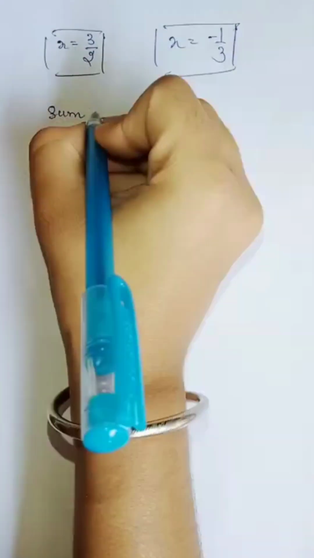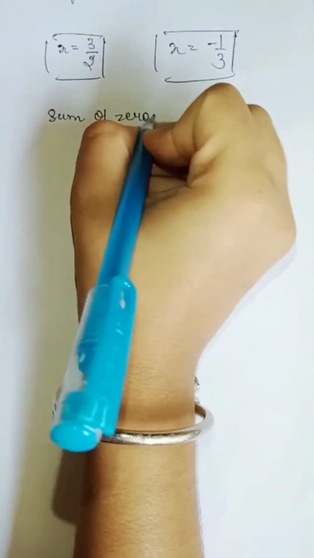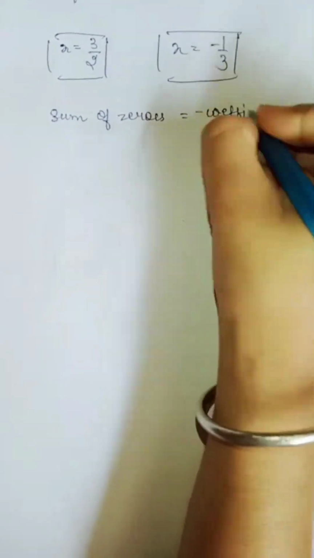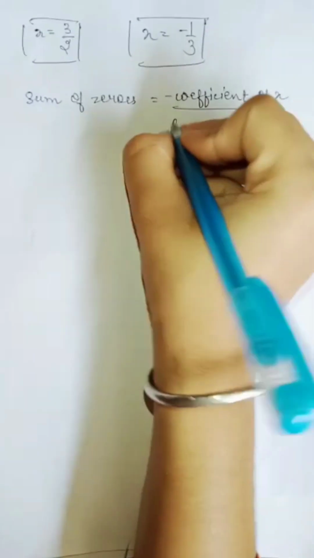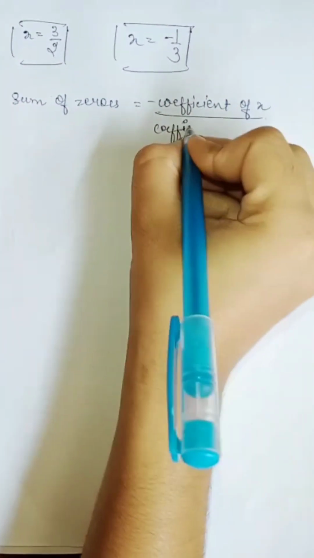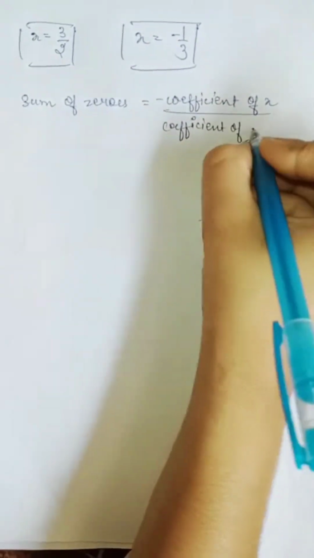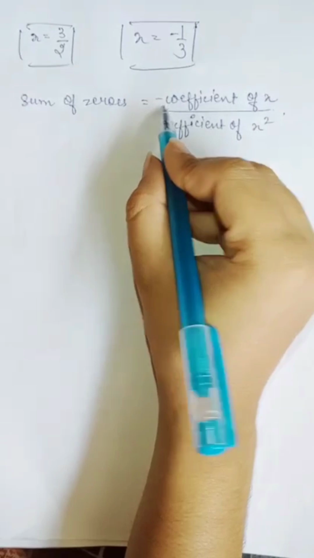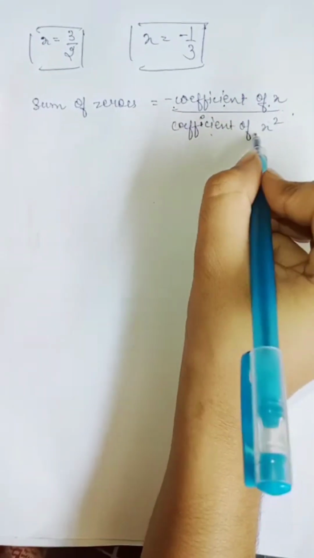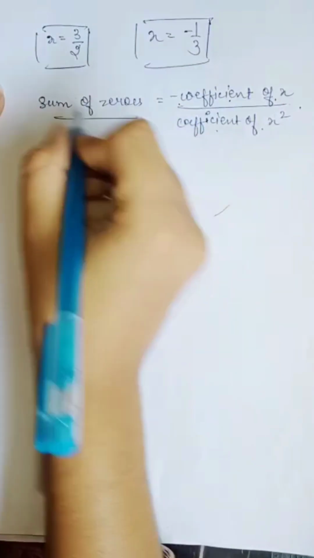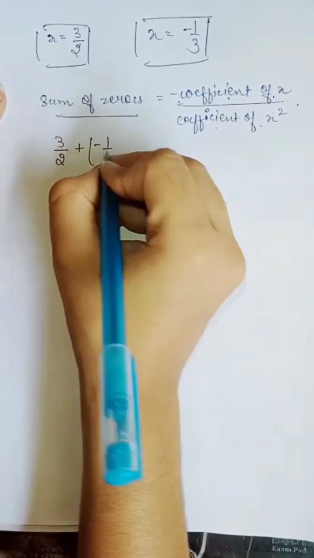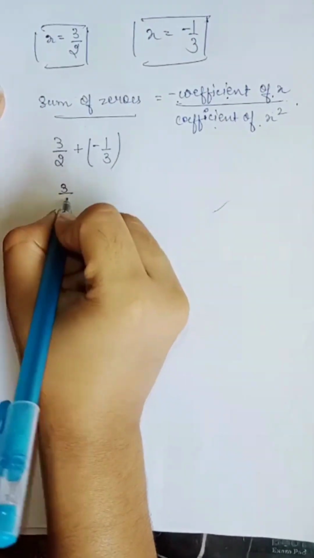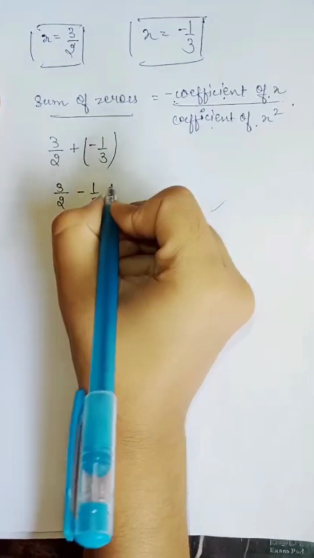We will write here sum of zeros is equal to minus coefficient of x upon coefficient of x square. So here, minus coefficient of x upon coefficient of x square. Now we will do this. So sum of zeros, 3 by 2 plus minus 1 by 3. What will we get? 3 by 2 minus 1 by 3.